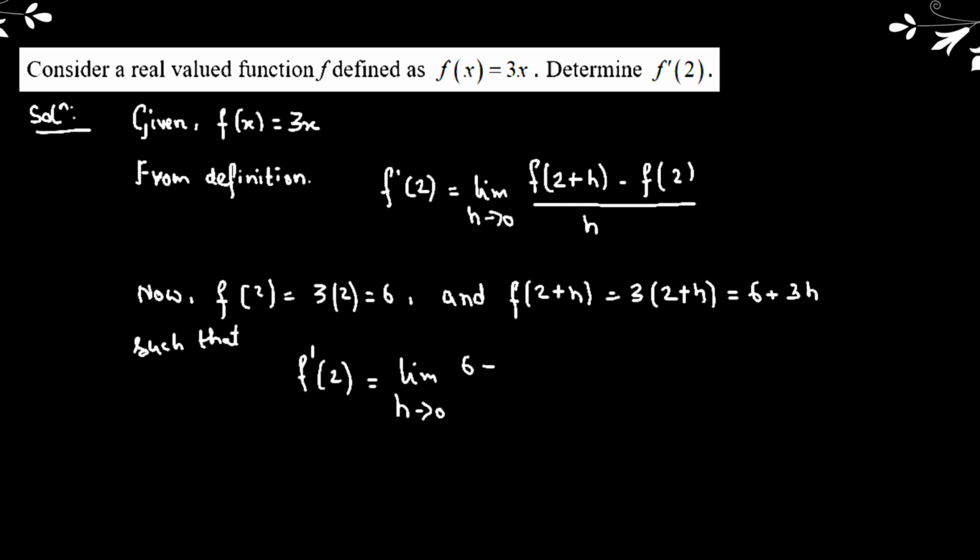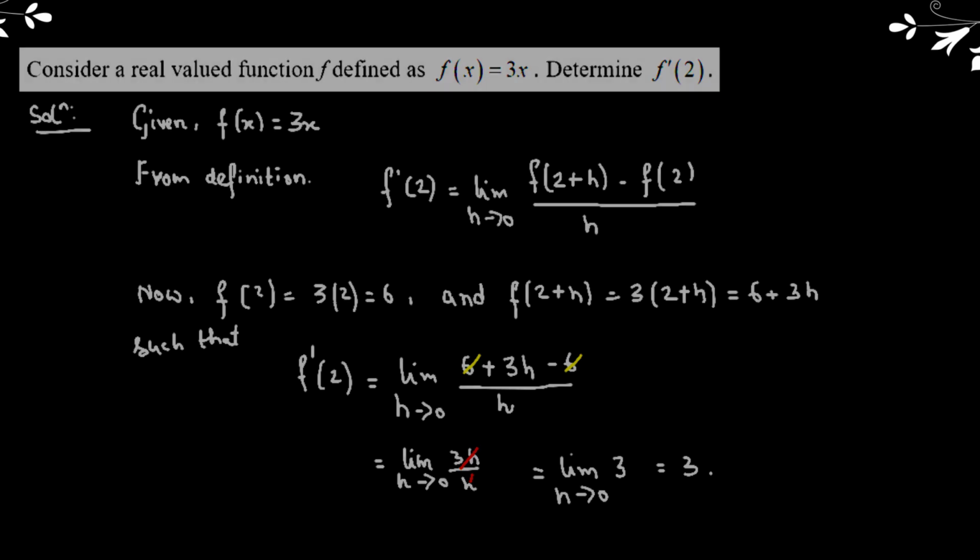So we get 6 plus 3h minus 6, divided by h. The 6 and 6 get cancelled out, leaving us with 3h in the numerator and h in the denominator. The h also gets factored out, and that leaves us with the limit as h goes to 0 of 3. So the value is 3.